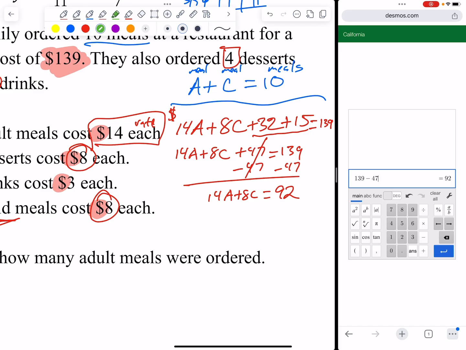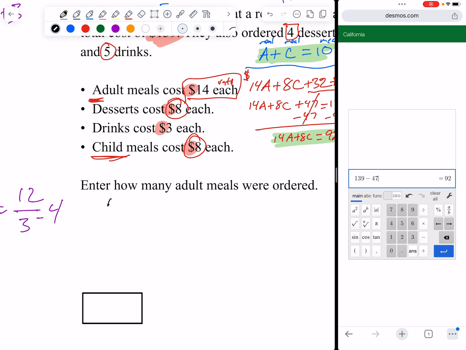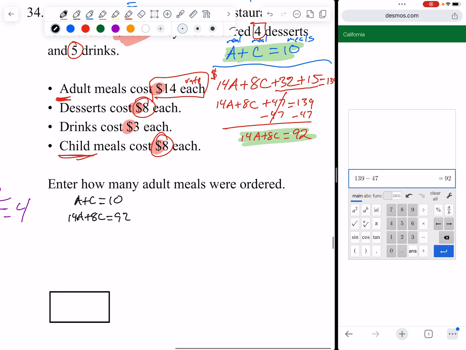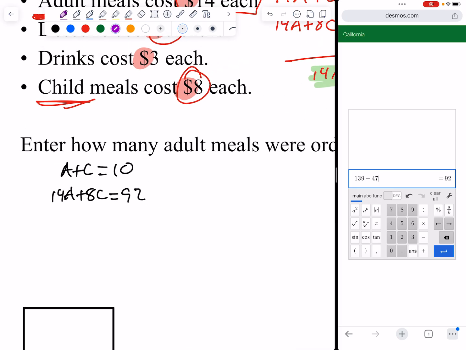So notice my 2 equations. Can you see that it's a system, right? The A's are stacked on top of the A's, the C's, and then the units on the other side. So if I go back to this, it's just another system. I got A plus C equals 10. I got 14A plus 8C equals 92. So what do we want to solve for? We want to solve for adults. So we want to get rid of the C.